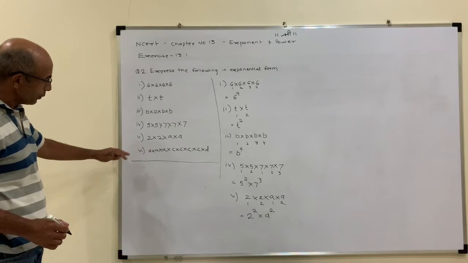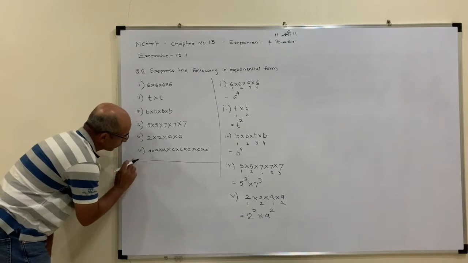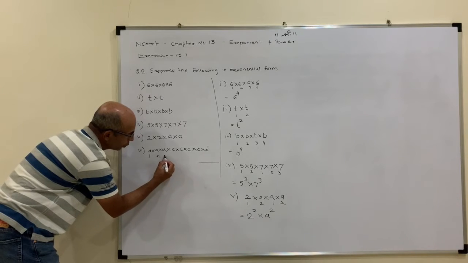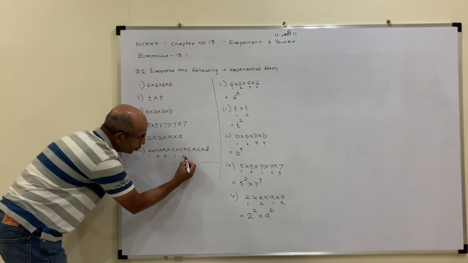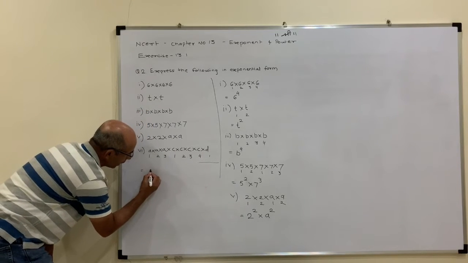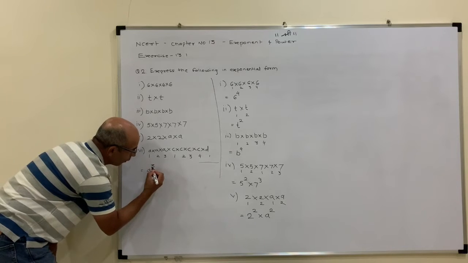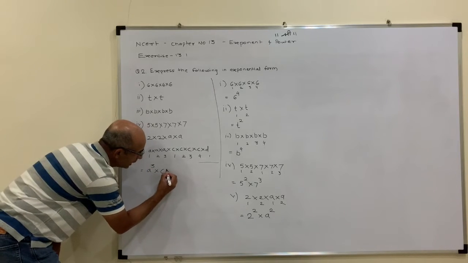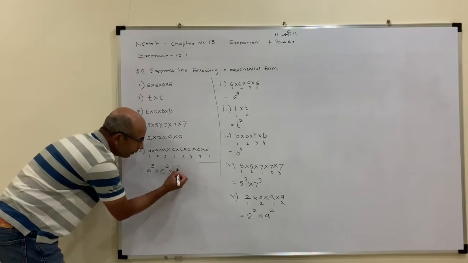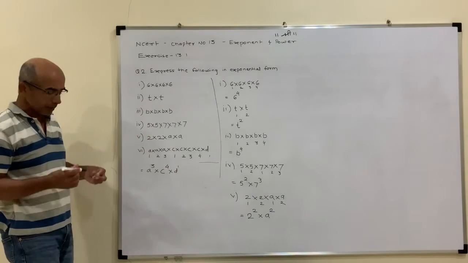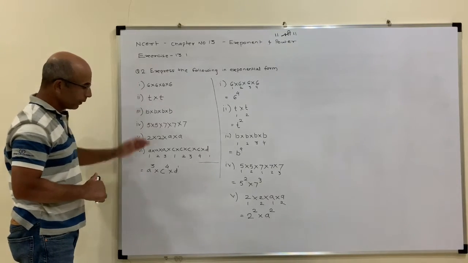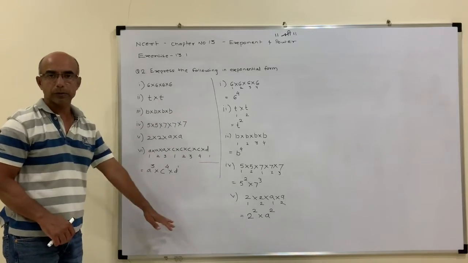And now the last one I'll solve here. Now see, here 1, 2, 3, 1, 2, 3, 4 and 1. So I'll be writing A raised to the power 3 into C raised to the power 4 and D. When there is nothing mentioned, that means there is always a power 1. So you can confirm your answers with these answers.